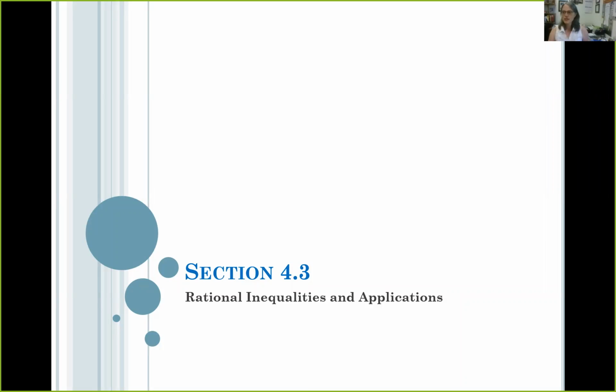Right, let's put a pin in Chapter 4. Welcome back to Math 111. This is the last section in Chapter 4. This is Section 4.3, and it's all about rational inequalities and applications.